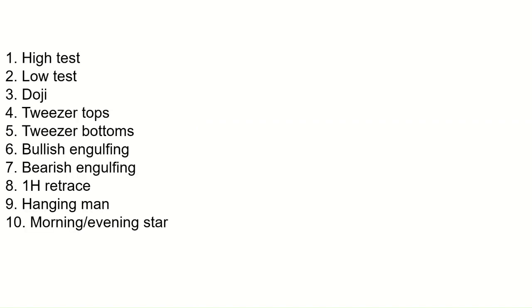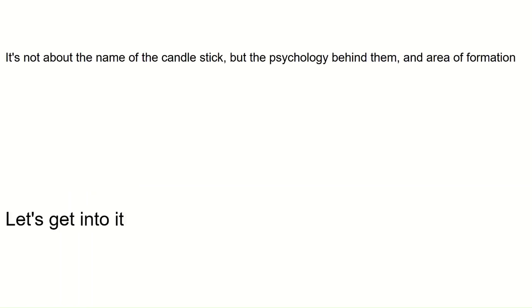So there are various types of candlesticks, and we are going to be getting into them now. We have the high test candle, we have the low test candle, we have the doji candle, we have tweezer tops, we have tweezer bottoms, we have bullish engulfing, we have bearish engulfing, we have 1 hour retrace, we have hanging man, and we have morning star. So let's get into each and every one of them.